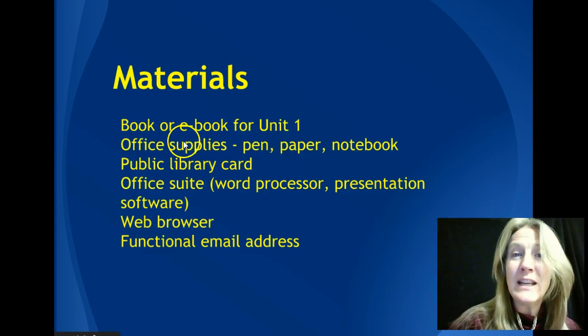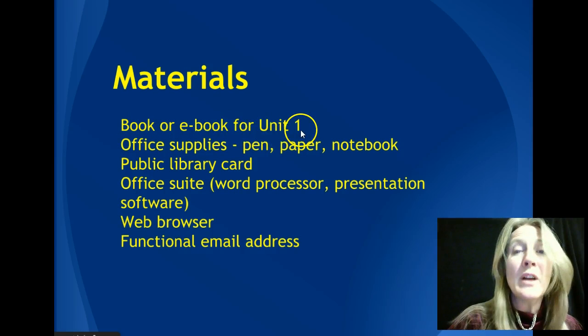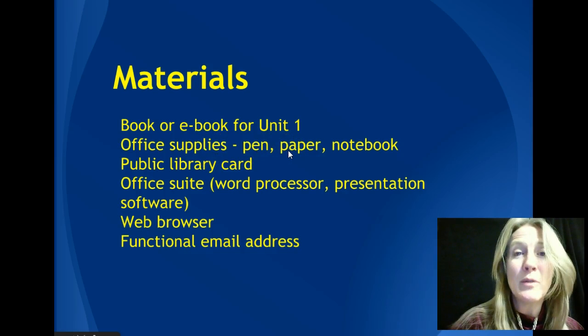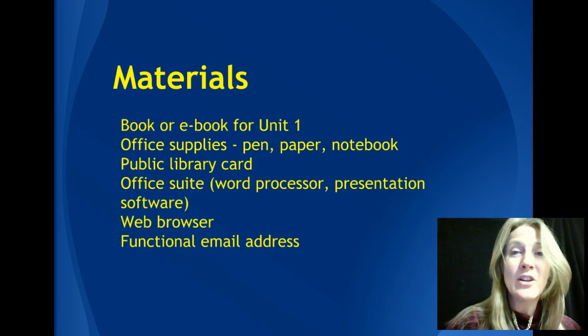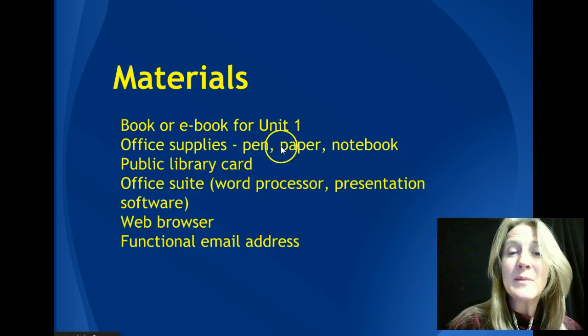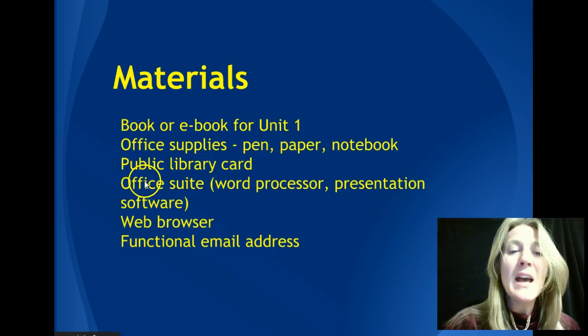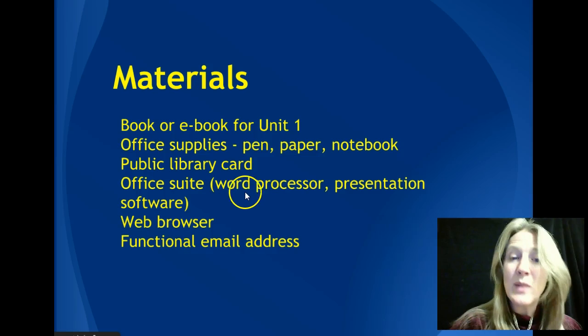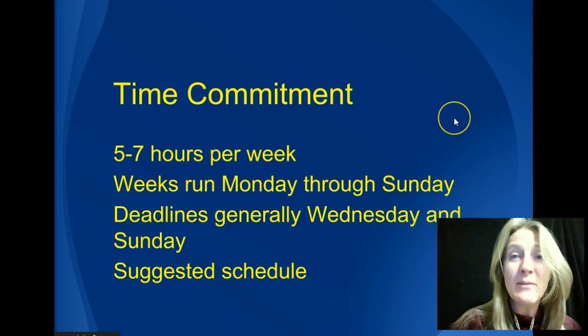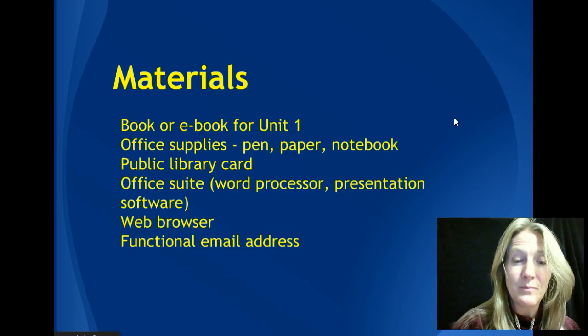Some of the materials that you'll need include a book or ebook for Unit 1. You'll need to get a copy of whichever book you choose. You may want some office supplies and notebooks to organize yourself. A lot of times students prefer printouts of their work, and I certainly have been known to take photocopies of handwritten work for some of those assignments. So you may want some pen and paper, even though this is an online course. A public library card, an office suite for a word processor and presentation software, a web browser, and a functional email address where you will receive messages throughout the semester.